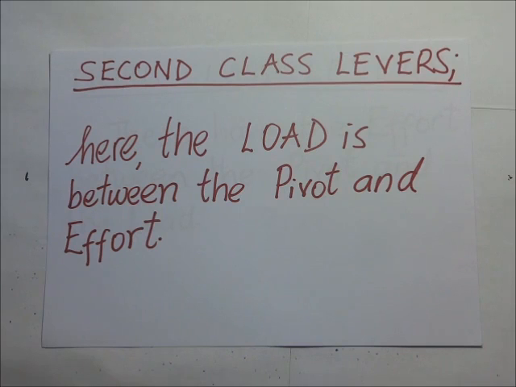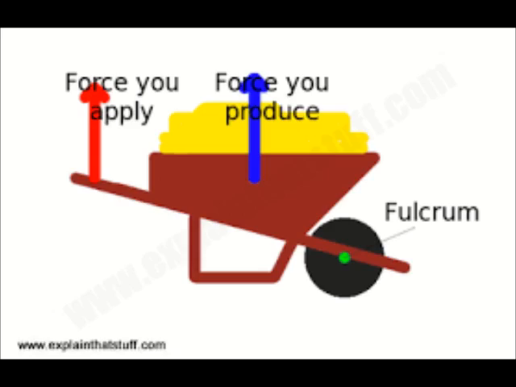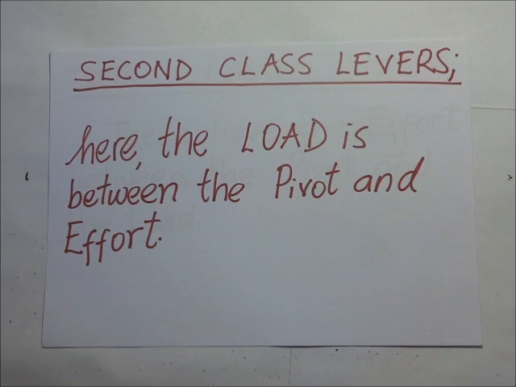Now second class levers, here the load is between the pivot and the effort. And examples of second class levers, we have the wheelbarrow, and also we have the bottle opener.